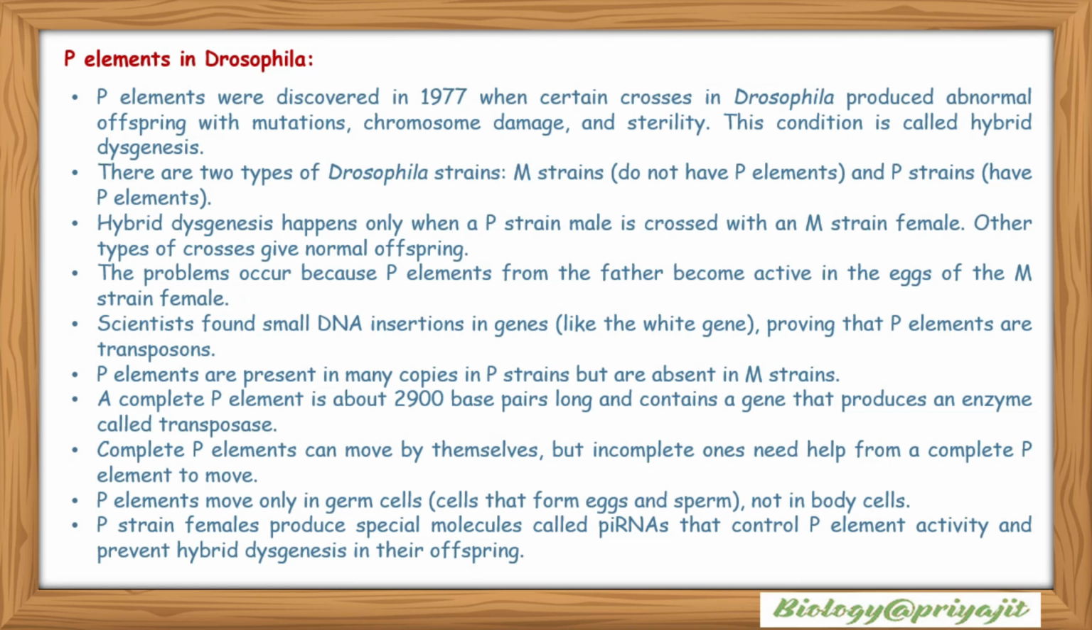So there are two types of Drosophila strain: M strain, which does not have the P element, and P strain, which has the P element. Hybrid dysgenesis happens only when a P strain male is crossed with an M strain female. Other types of crosses give normal offspring. The problem occurs because P elements from the father become active in the eggs of the M strain female.